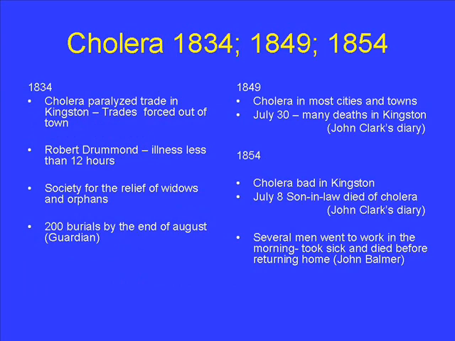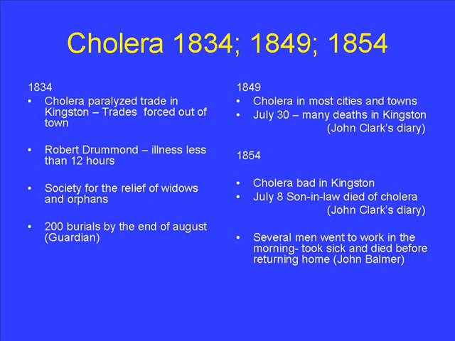Now, cholera came back in 1834, 1849, and 1854. In 1834, cholera paralyzed trade in town. The tradesmen wouldn't come into town, and all activity essentially stopped. Robert Drummond was an interesting person. He was an entrepreneur who was responsible for building the lower end of the Rideau Canal system. And Robert Drummond had his first signs of illness at midnight, and he was dead at noon.